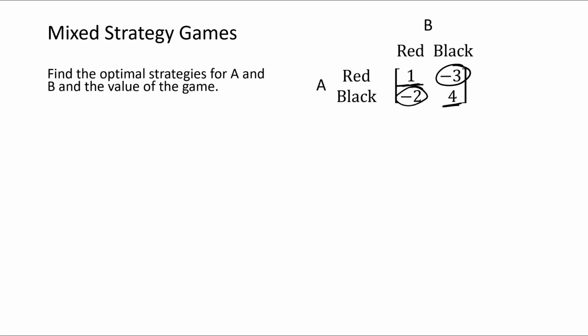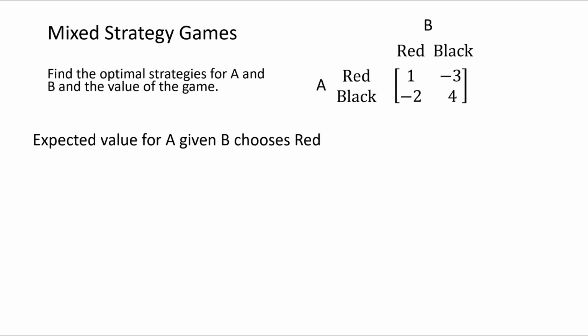So we can see that we do not have a saddle point. So this is going to be a mixed strategy game. And for our mixed strategy games, we're going to be finding 4 expected values. So let's start with the first one.